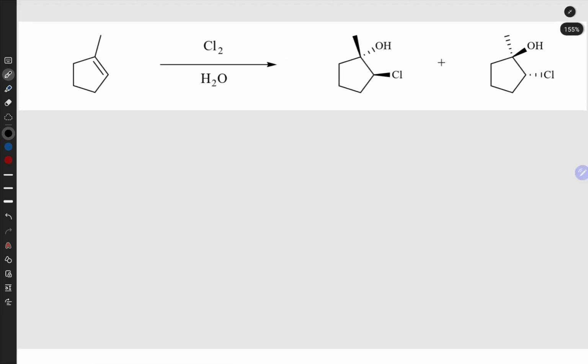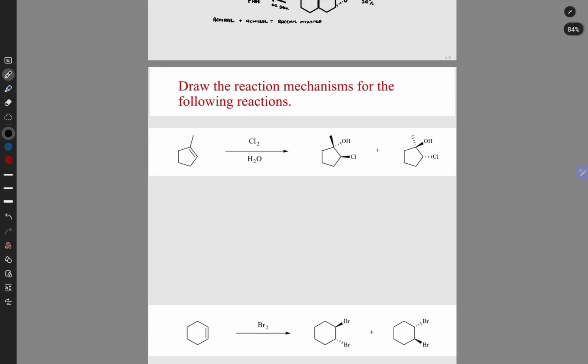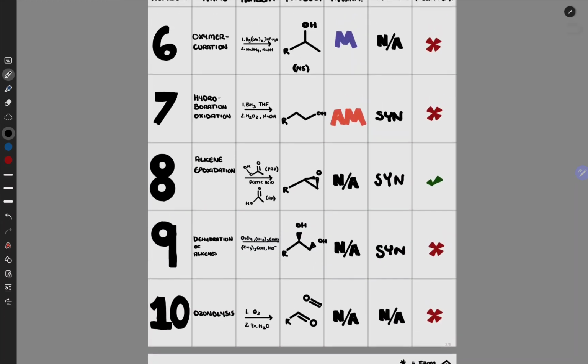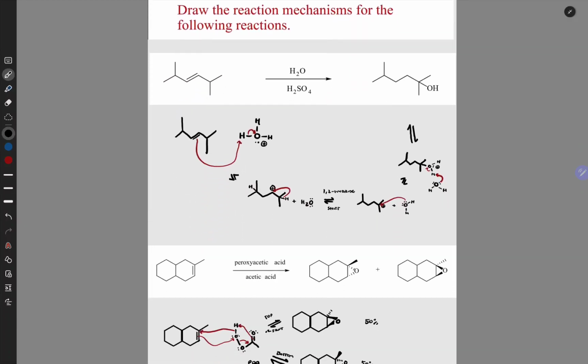All right. So talking about this, this is our halogenation and hydrogenation at the same time. So this would be like a halohydrin. Let's see if I was correct. So, halohydrin formation from alkene, that is correct.